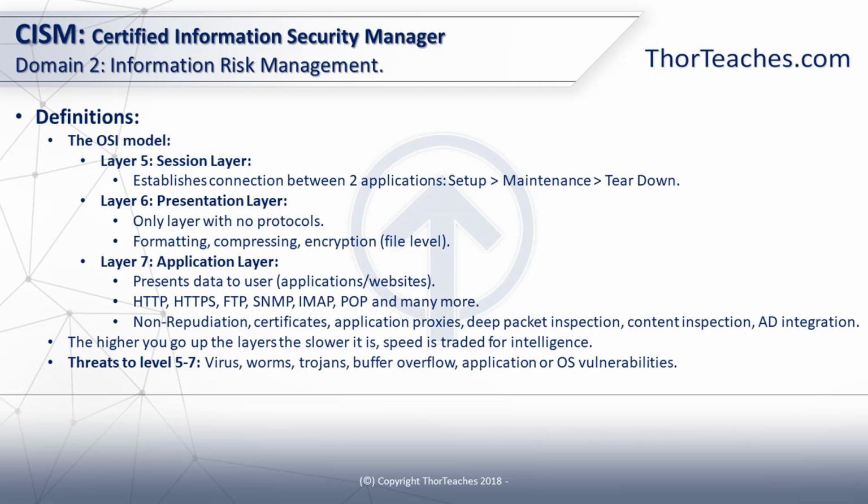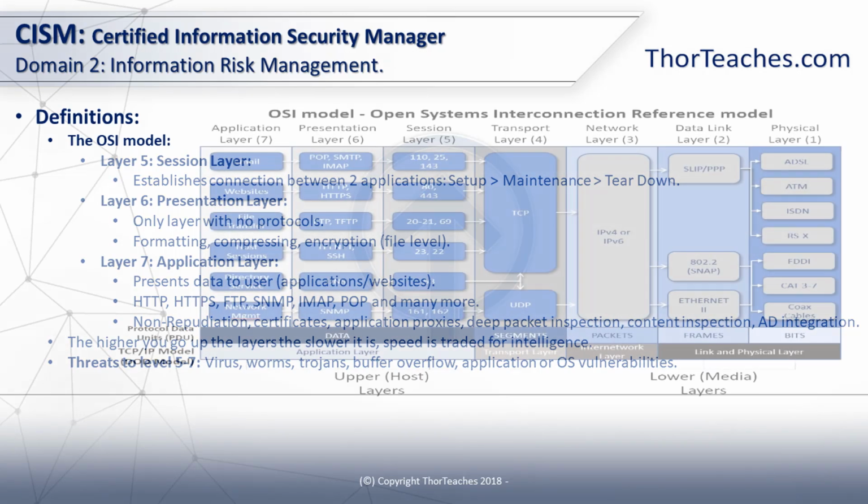As well as non-repudiation. Our certificates live here. Our application proxies. This is where we can do the deep packet inspection that we can't do on the lower layers if our data is encrypted. Remember, it doesn't get decrypted until layer 6, so at layer 7 we can look at the actual data inside the package. And this is also where we'd have our Active Directory integration. The threats to layers 5, 6, and 7 are also the same. Viruses, worms, trojans, buffer overflows, or vulnerabilities in our applications or our operating systems.